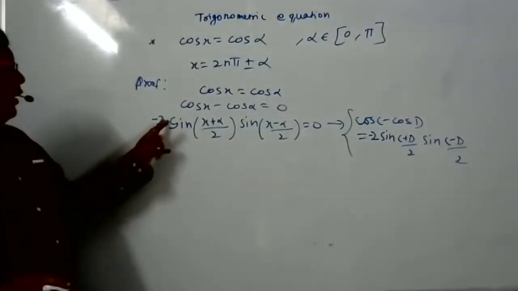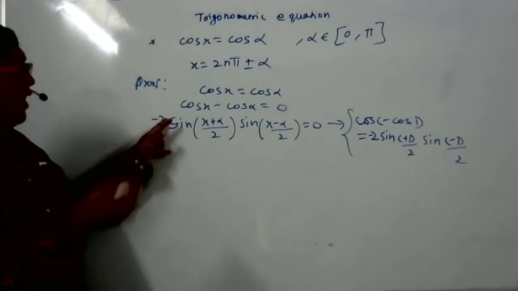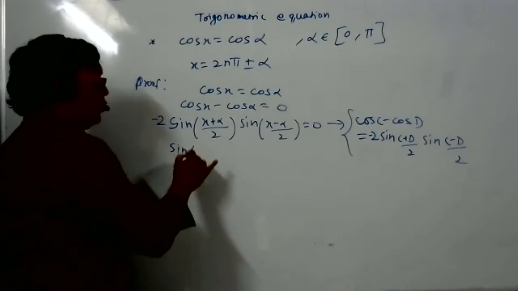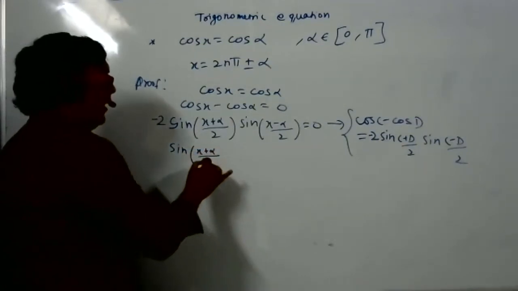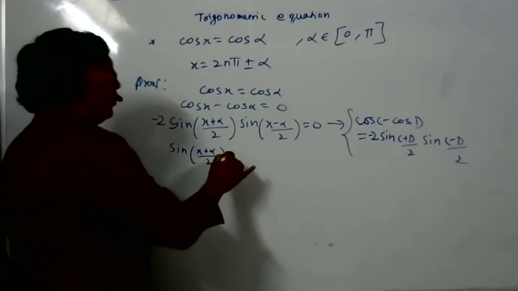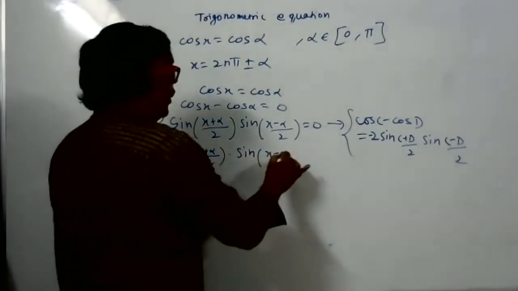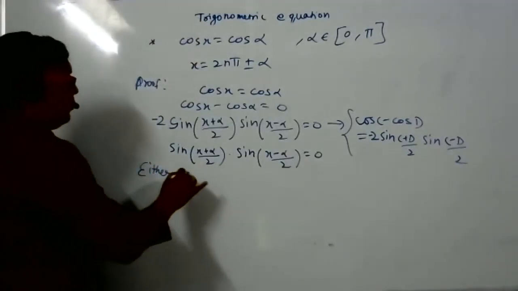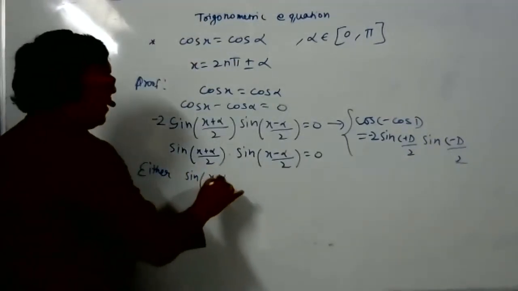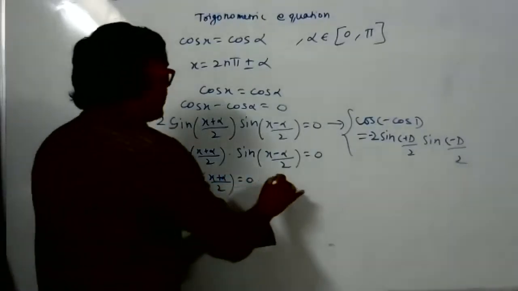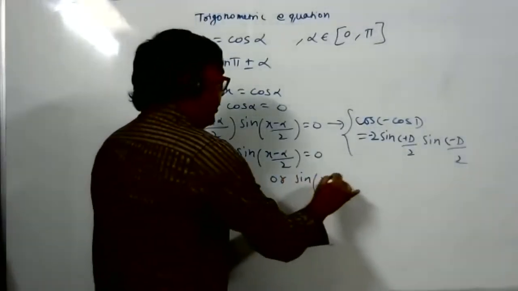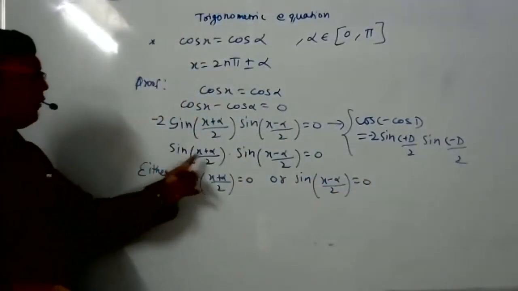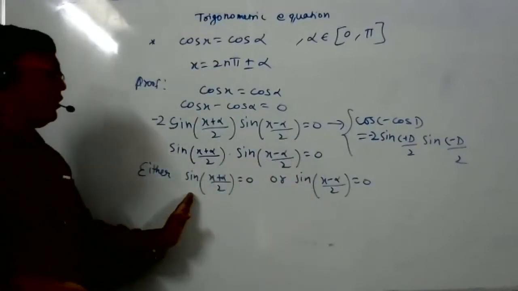Then again, minus 2 will go on the right side and become 0, because 0 by minus 2 is 0. Again, the first factor into the second factor is 0. Product of two numbers is 0, so either the first number, sin of (x plus alpha) by 2, is 0, or the second number is 0. There is no other option.